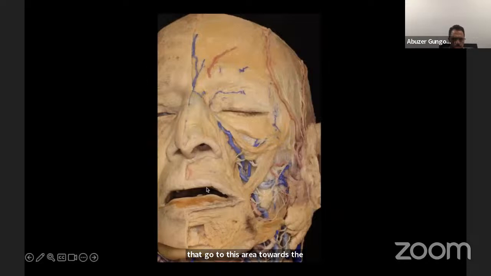This is a frontal view of this anatomy where we can see the orbicularis oculi and oris, zygomaticus major, minor, the depressor anguli oris, mentalis here, and this is part of the platysma. In a deeper plane, deeper to the branches of the facial nerve, we can see the masseter.